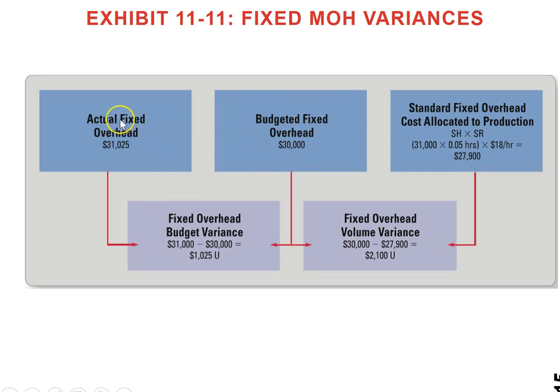If you compare box 1 versus box 2, we will call it the fixed overhead budget variance. In box 1 it's all actual, and you are comparing it with budgeted overhead. So the difference we call the budget variance, and since we are talking about fixed overhead, the fixed overhead budget variance. Now if you compare box 2 and box 3, box 2 is the budgeted one, and box 3 is all standard rate and standard hours.